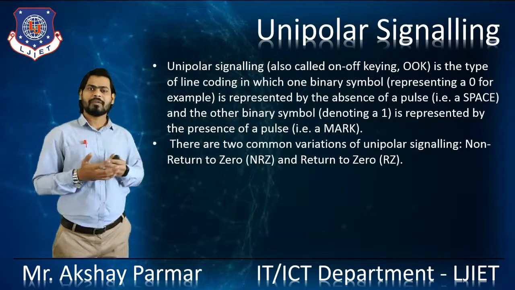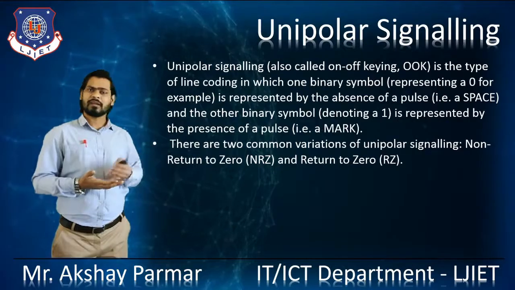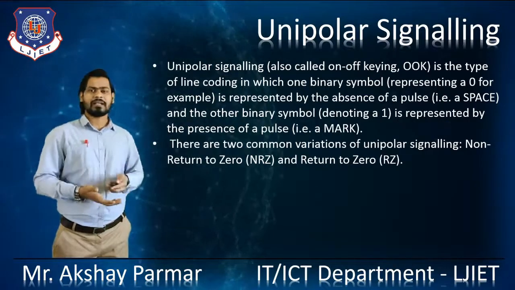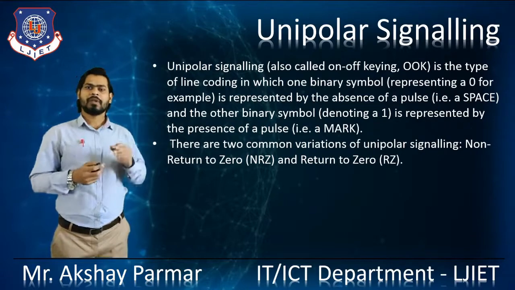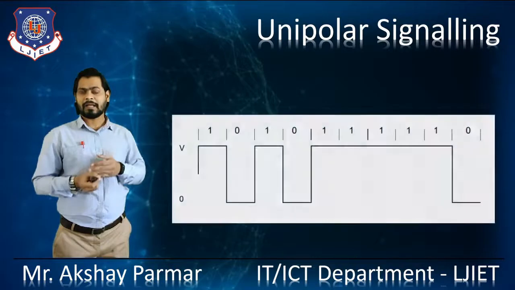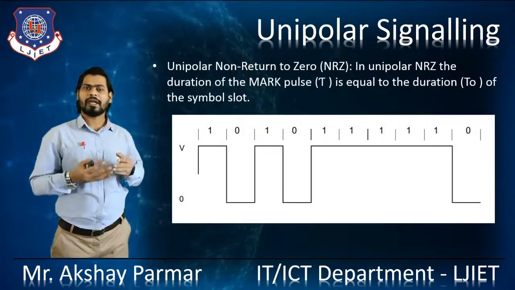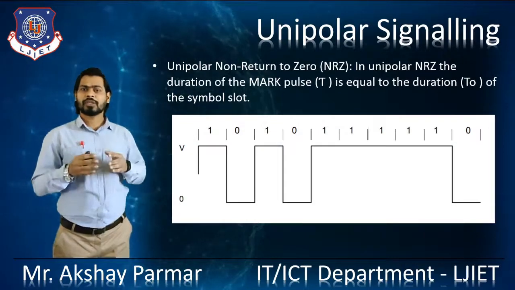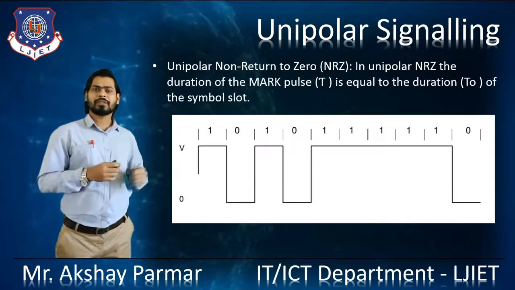There are two common variations of the unipolar signaling: non-return to zero and return to zero, NRZ and RZ. In unipolar non-return to zero, NRZ, the duration of the mark pulse is equal to the duration of that symbol slot.